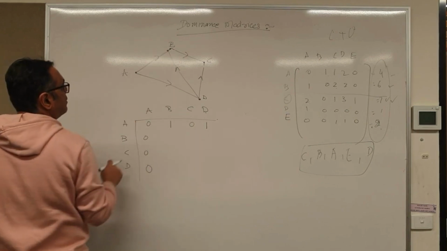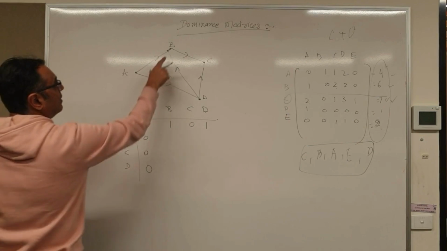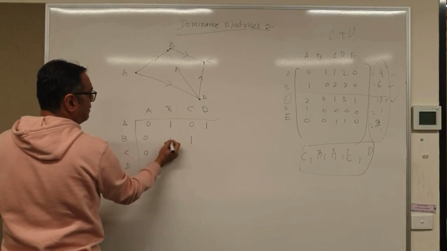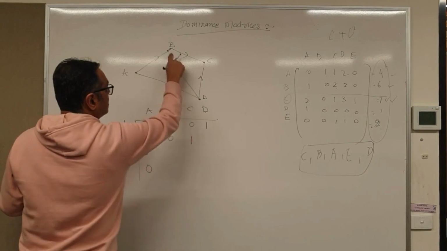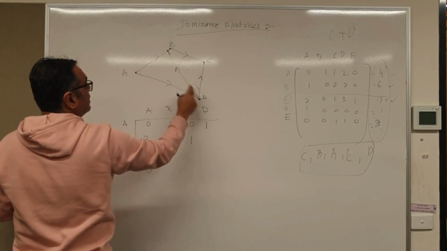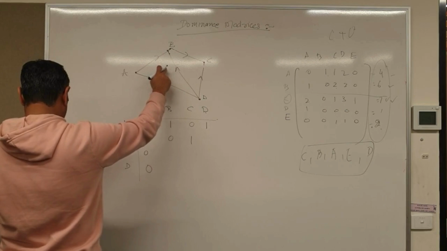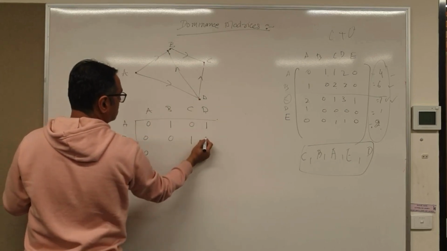Let's go to B. B lost to A, it's a 0. B beat C, so B to C is 1. B can't play with himself, it's a 0. And what about B to D? There is, so B to D. B was lost to D. No, so B was 1 to D, sorry. So B was lost because it's going up, so it is 0.